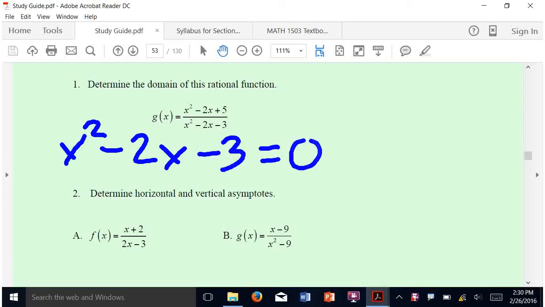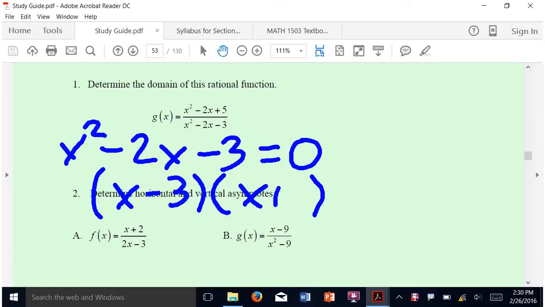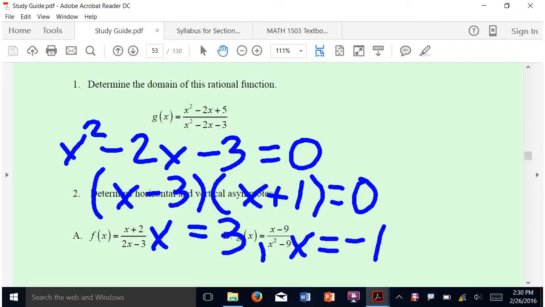And then in this case we can factor, as in what? We have an x times an x, and then there will also be constants here, and they will be two numbers that multiply to -3 and add to -2. So you have x minus 3, x plus 1, equals 0. So you have zeros, or really in our case you have a vertical asymptote at x equals 3 and one at x equals negative 1.